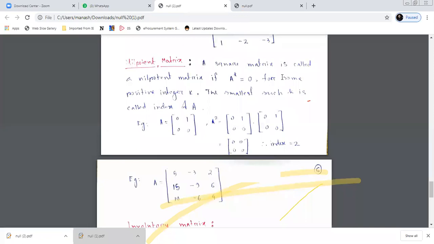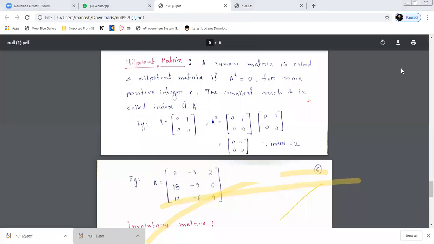In the next class, I will start how we can find the inverse of a matrix by using elementary row and column operations. So these are the basic things you have to know: what is a nilpotent matrix, what is an involutory matrix, like that. So any doubt? Okay, then that's all for today.